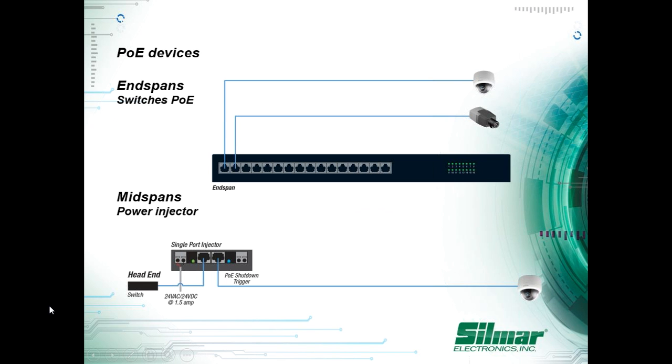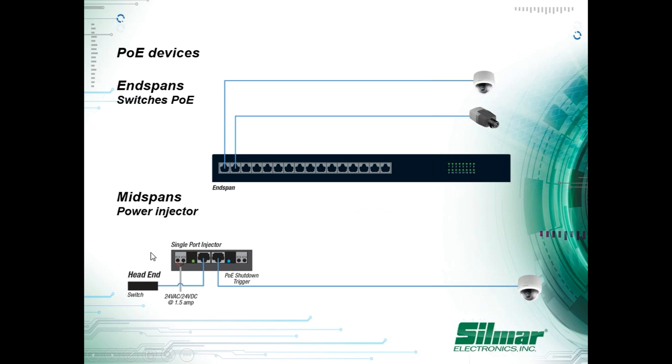The two different kinds of PoE devices you'll find are end spans and mid spans. So you're probably very used to seeing end spans, which is just a switch, but it also has the capability of powering the cameras as well. The mid span is pretty much a PoE injector. Now, we get a lot of questions of why would you use a PoE injector or a mid span? Why just not use PoE switches?